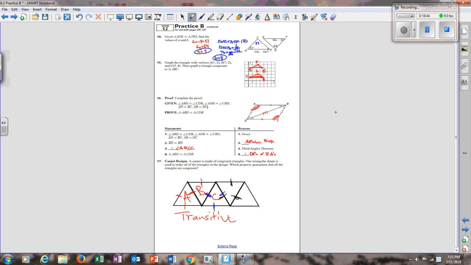Okay, I want you to start practice C today. Tomorrow we move on to the real heart of the new chapter, which is triangle congruence proofs.